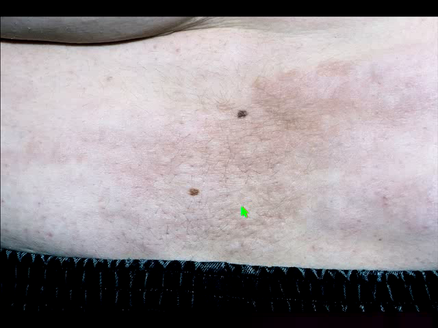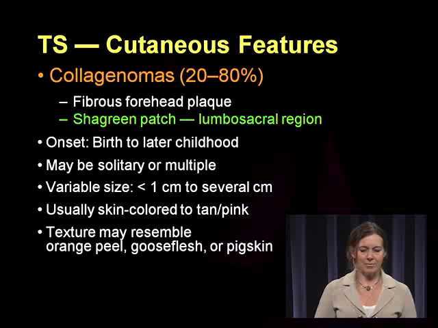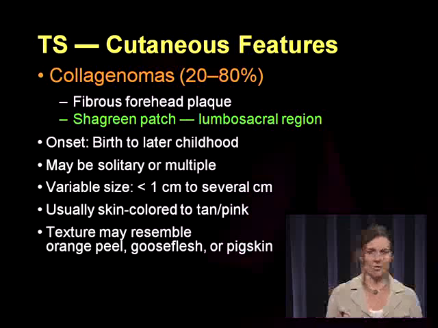This is the connective tissue nevus, also referred to as a collagenoma, or affectionately known as the shagreen patch. These are typically skin-colored to tan to light pink. They vary in color, they vary in size, but they usually have somewhat of a lumpy, bumpy texture to them, and in some cases have an orange skin type texture. These can be present at birth or appear later in childhood. You can have one large lesion or you can have multiple smaller lesions, and sometimes, again, they can be quite subtle in appearance.